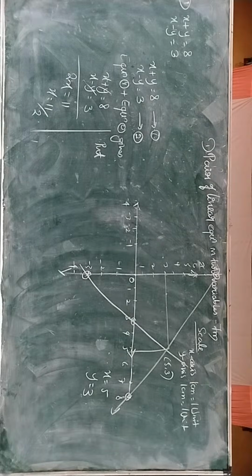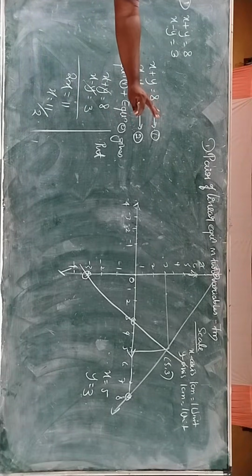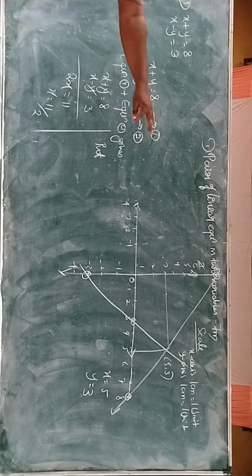Proper graph will not come. Here I did not use a proper graph. 2 1s are 2, 5. 5.5 something you will get. There also same, 5.5 you will get. Okay, it's not 5 and 3. 5.5 you will get. Approximately I have written there 5.